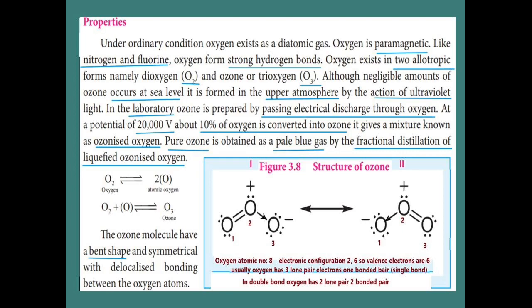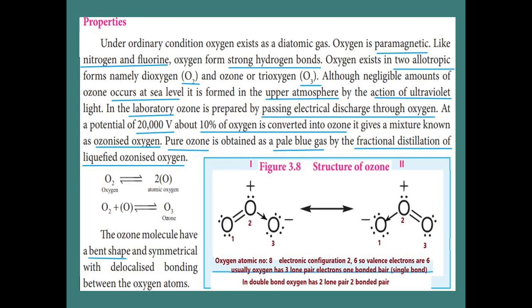Then ozone we can prepare in the laboratory by passing an electrical discharge of around 20,000 volts through oxygen. Then 10% of the oxygen is converted into ozone. This mixture now contains ozone as well as oxygen, so the mixture is called ozonised oxygen. From the ozonised oxygen we can get pure ozone by using the fractional distillation method.